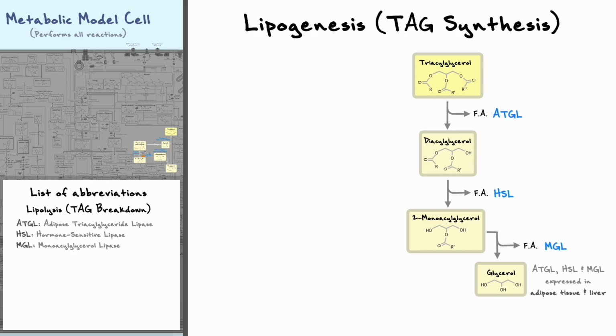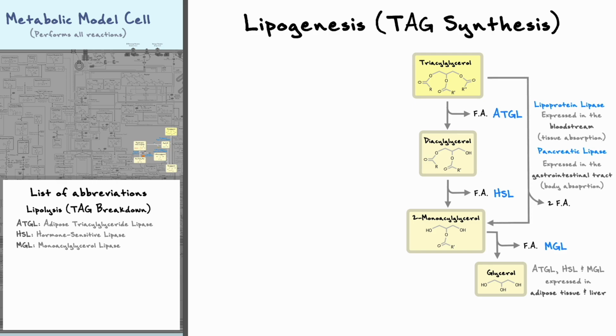Each of these enzymes is responsible for removing one fatty acid chain until the glycerol backbone is the only piece left. The other pathway is mediated by lipoprotein lipase and pancreatic lipase, which are expressed in the bloodstream and gastrointestinal tract respectively. These two enzymes directly remove two fatty acid chains from the triacylglycerol and directly produce a monoacylglycerol. The products of this reaction can then be absorbed by either tissues from the blood or the body from the gut.